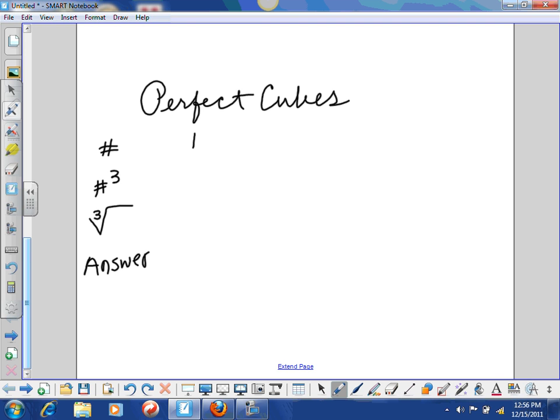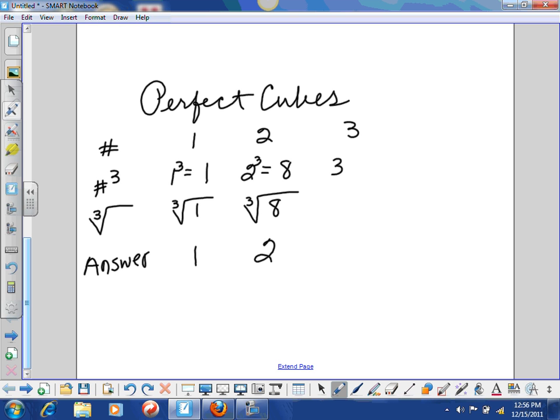So let's start with 1. 1 cubed is equal to 1. The cube root of 1 is equal to 1. So let's take 2. 2 cubed is 2 times 2 times 2, which is 8. So now we know that the cube root of 8 is equal to 2. Let's take 3. 3 cubed is 27. The cube root of 27 is equal to 3. It goes exactly backwards. It can go forward, it can go backwards if you get confused.